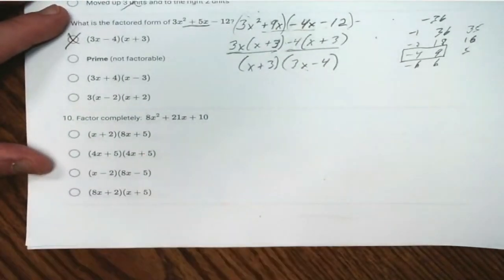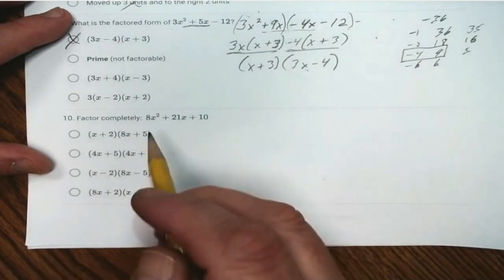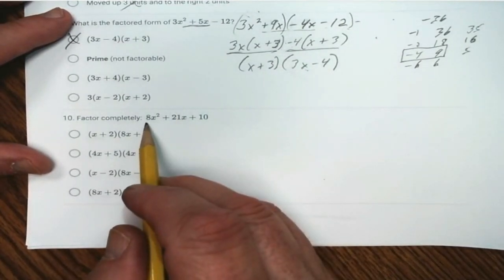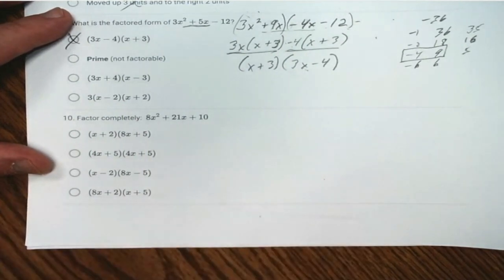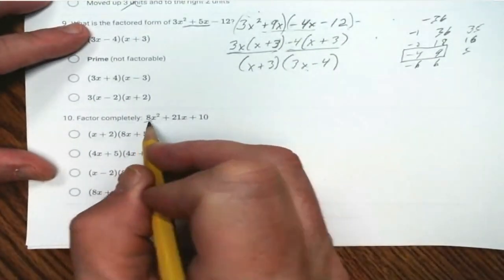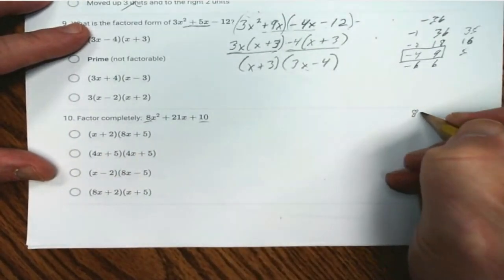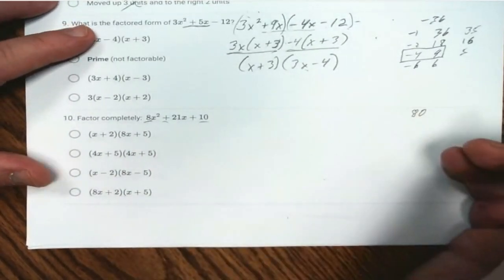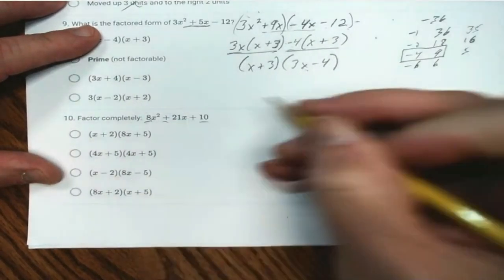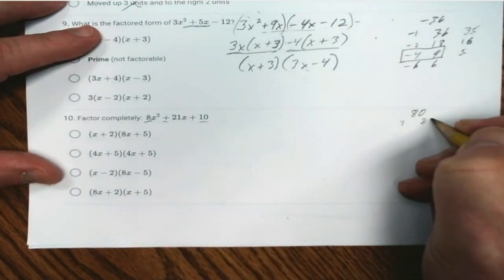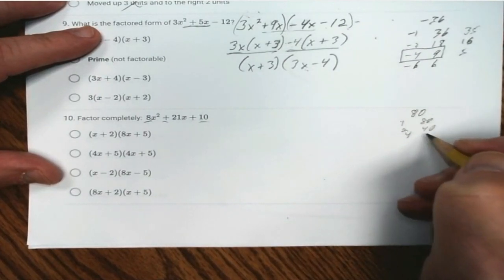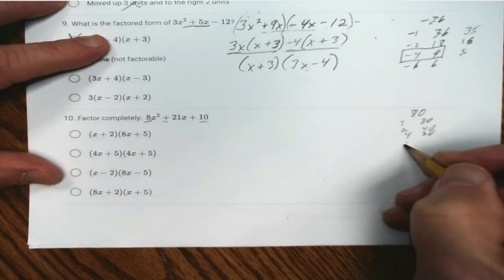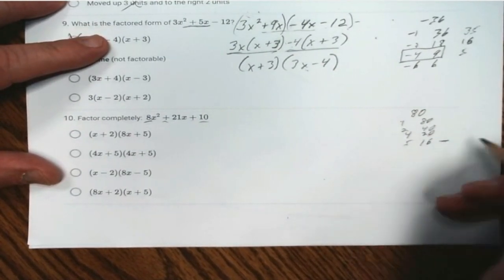Factor completely. All right, let's see. 8, I'm thinking of rule number 1. A 2 or a 4 can pull out of that. 21 is only a 3 and a 7, so there's not a greatest common factor. So first and last, 80. Everything's a positive, so I don't need to worry about negative numbers. So I need to add up to 21. So 1 and 80, 2 and 40, 4 and 20, 5 and 16. Oh, that equals 21 right there.